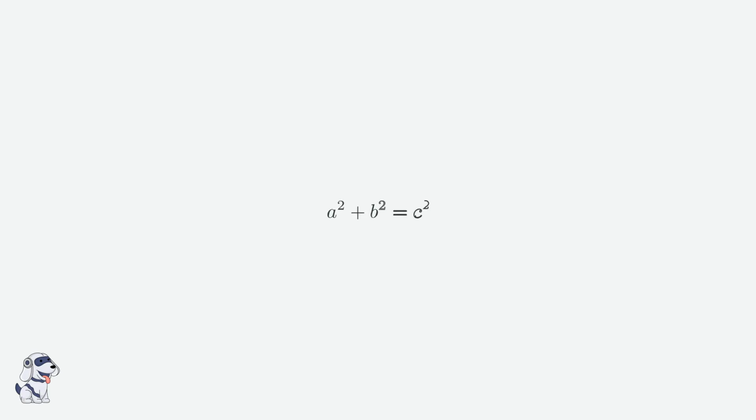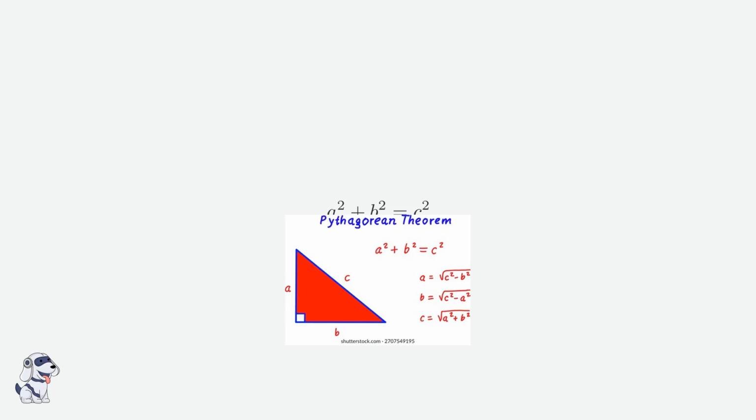The theorem is expressed by the formula a squared plus b squared equals c squared. This relationship reveals that the area of the square built on the hypotenuse equals the sum of the areas of the squares built on the two legs. Visually, this means if you create a square for each side of the triangle, the two smaller squares perfectly combine to fill the space of the larger square on the hypotenuse.